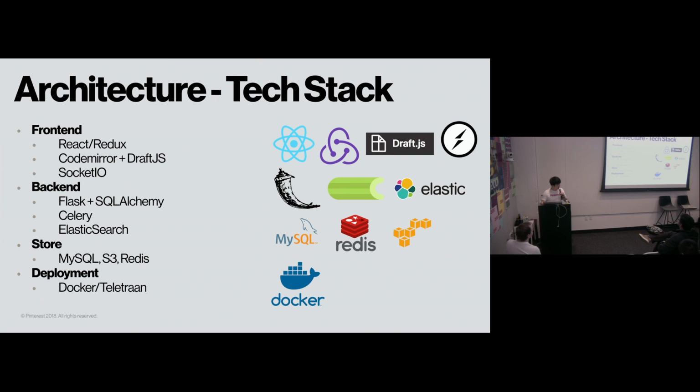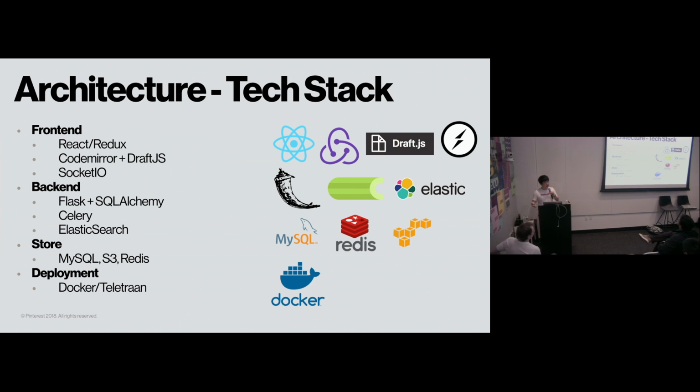For our store, we use MySQL to store our most important data, like data doc definitions and table metadata, and we use S3 to store query results, because sometimes people query for gigabytes of data, and it will just destroy our MySQL database. And we use Redis to store live data. For example, we use it as a Celery broker. So anytime we issue a Celery task, it goes through Redis.